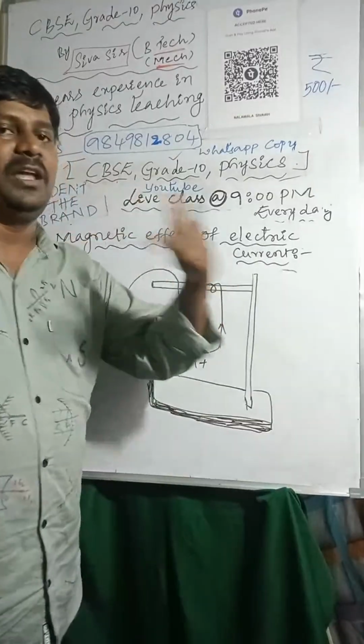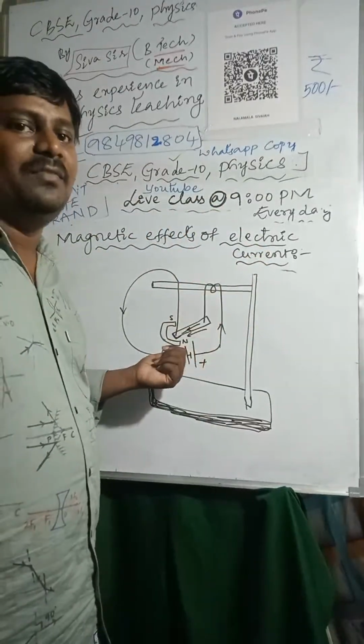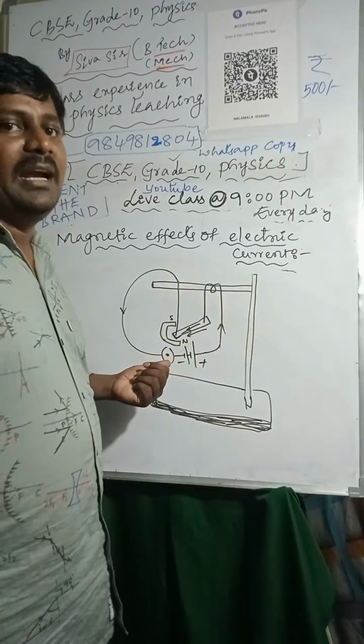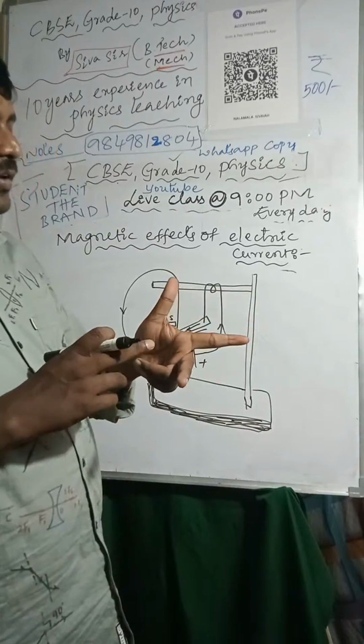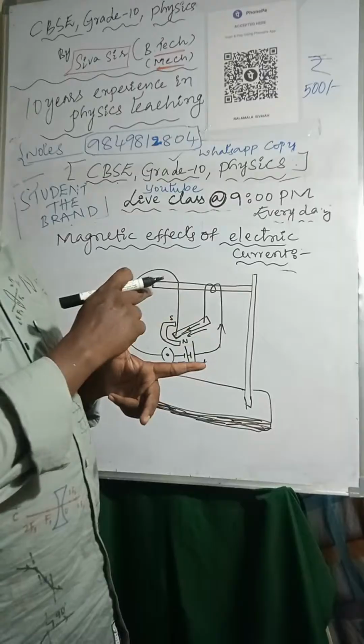By using which rule can we identify the force on the conductor? By using Fleming's left-hand rule, we can identify the force on the conductor. So here you can see, the index finger shows the magnetic field.